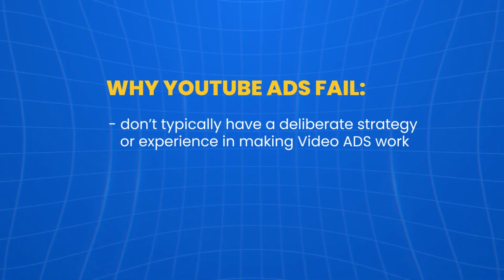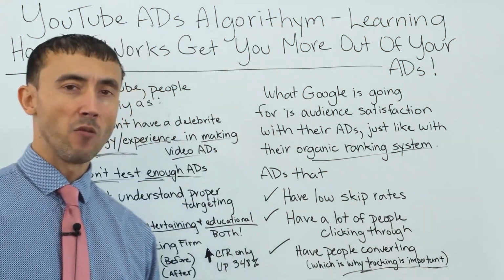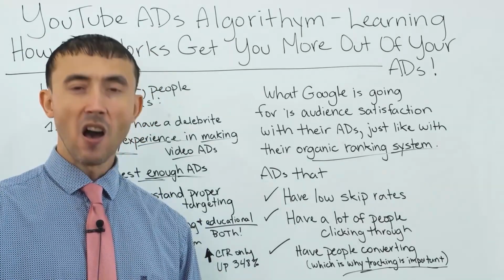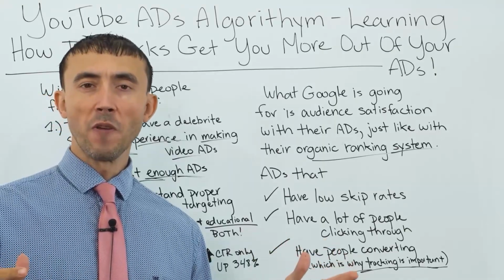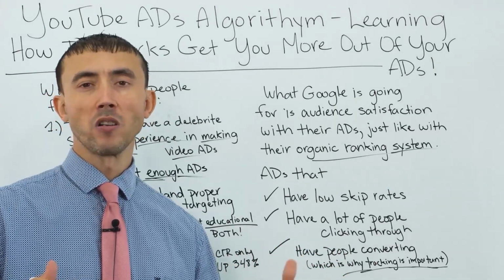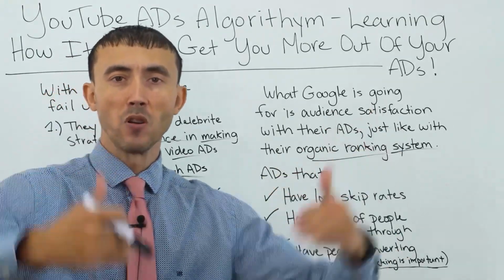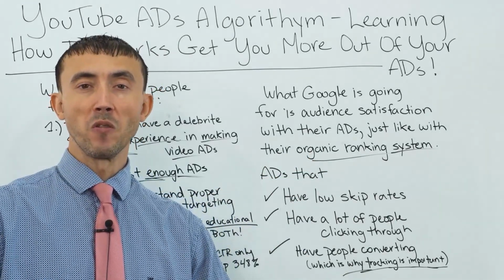People also don't get YouTube ads to work because they don't test enough ads. I'm not a genius. I don't know how to come up with an ad that works perfectly every time. To be honest, the ones where we've had the most results, we've tried 30, 40, 50 different ads, and then we found 2 or 3 that worked really well out of those. And those just consistently keep producing really good profit margins for our business moving forward.